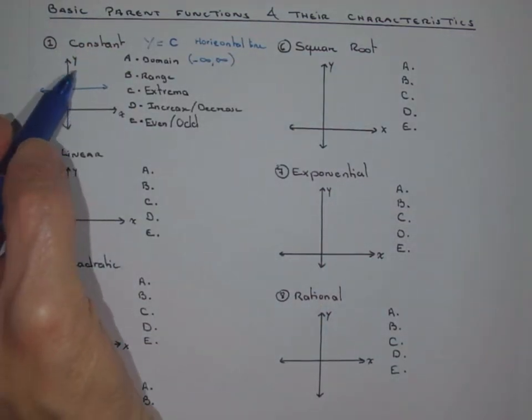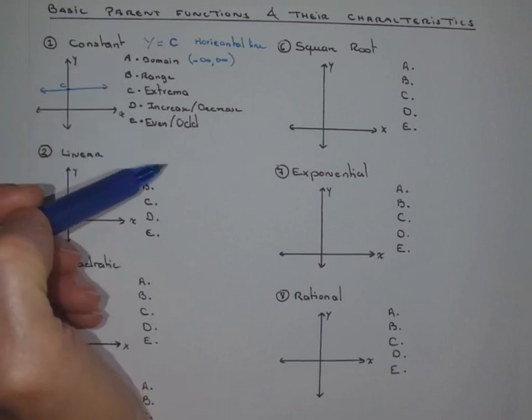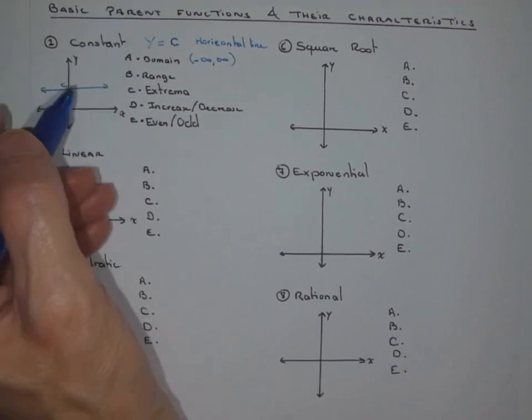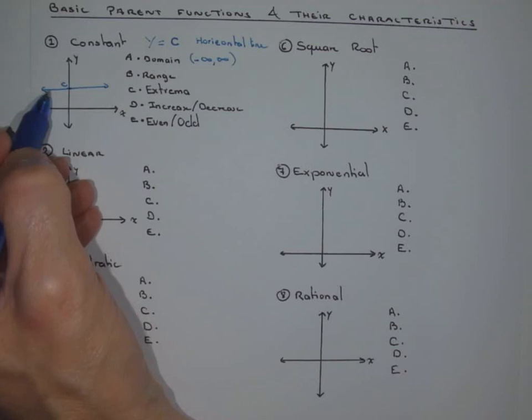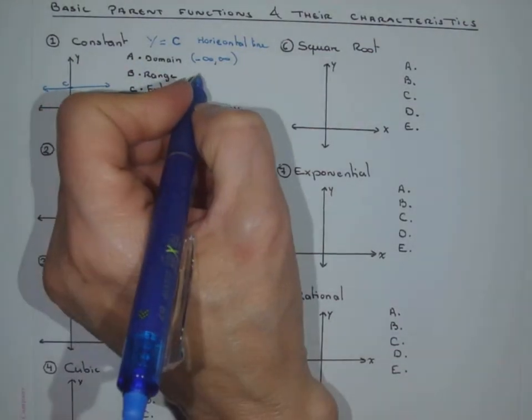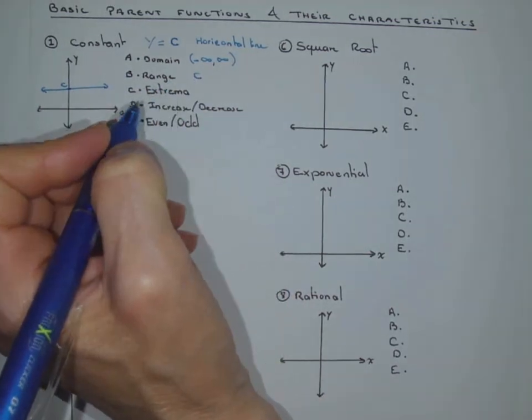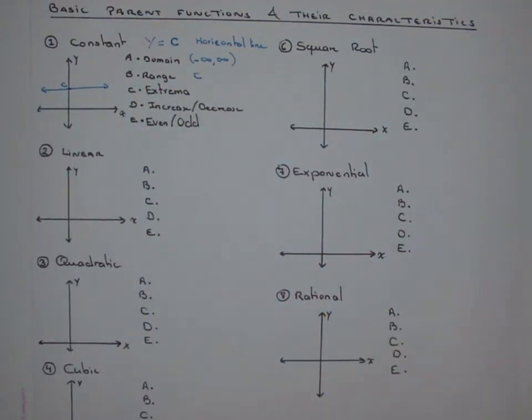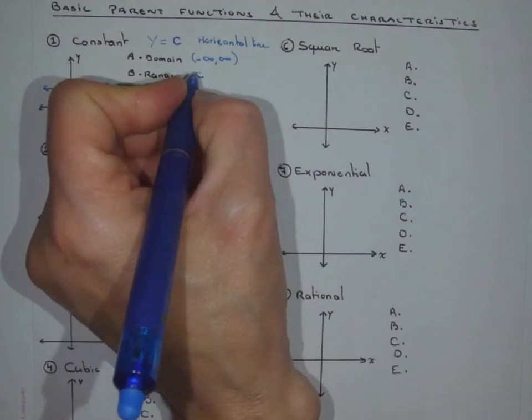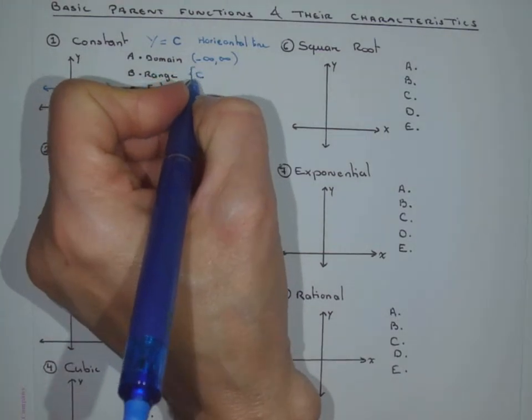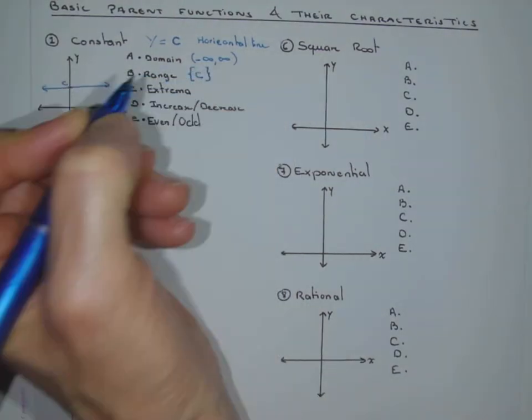For the range, the range will be the lowest point to the highest. Since this is a horizontal line, there is only one y value for this function. So the range here will just be the value c, and because it's not an interval between 2 points or 2 values, it's just one specific one. We're going to use the set notation to write that. So here we go.